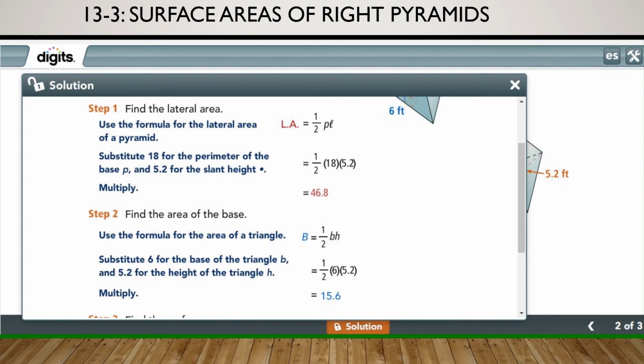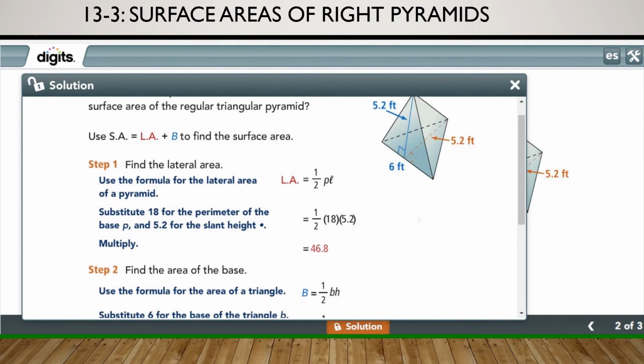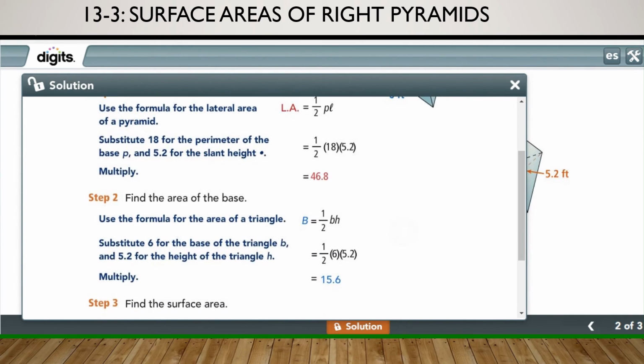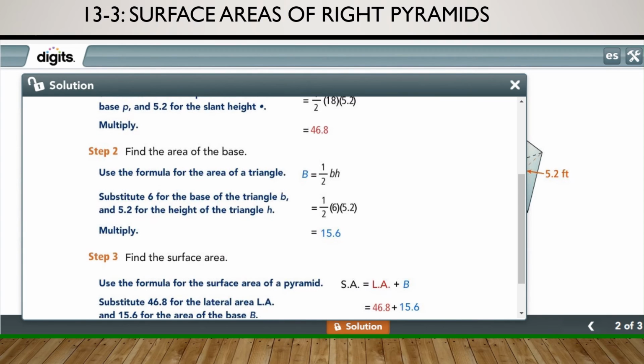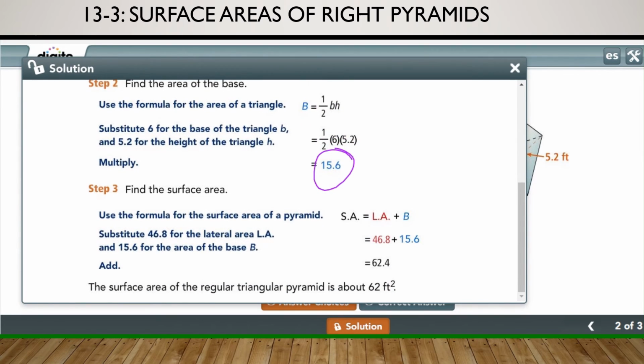And then we have to go ahead and substitute in 18 for the perimeter, because if you look down here, this is the base. And then 6 times 3 is 18, so that's the perimeter of the base. And then 5 2/10 is the slant height. So here, that is the slant height. Then you go ahead and multiply that, you get 46 8/10. Then you have to find the area of the base. This is a triangle, so you use 1/2 base times height. The base of that base is 6. The height of that base is 5 2/10. And then we end up with the area of the base as 15 6/10.